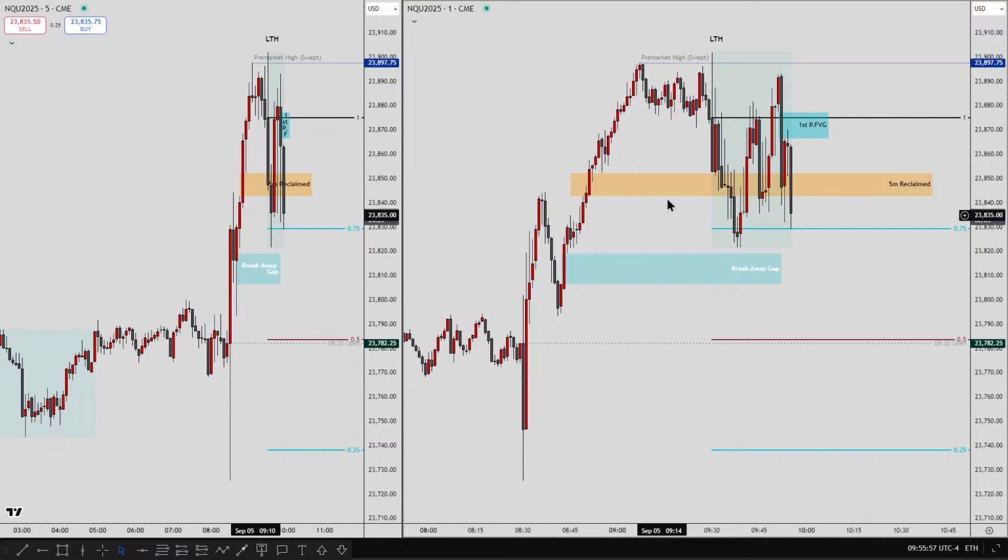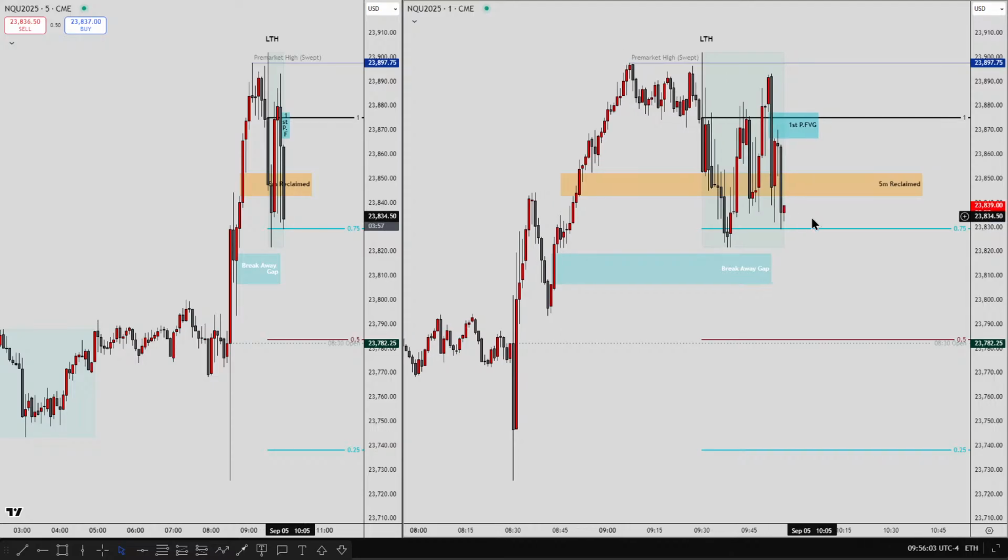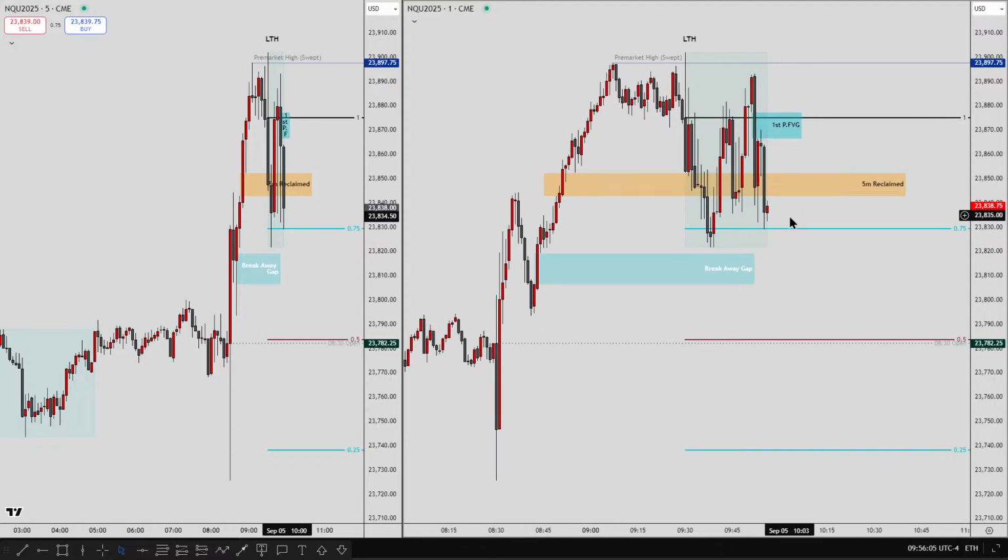Okay, this gap's been traded through a lot, so I'm placing less significance on it now. The PD array I want the most would be this. To trade above that as an inversion, that would be really powerful in bullish price delivery.